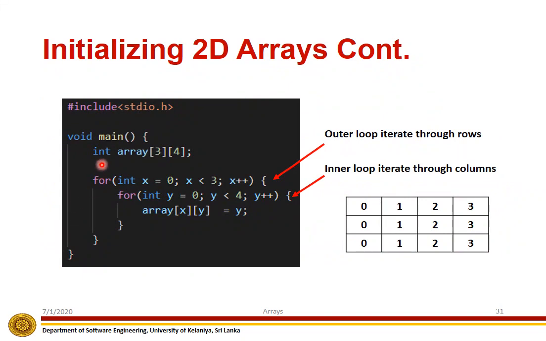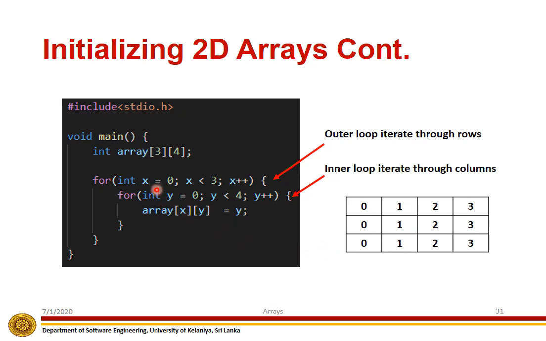First I have declared an array, int array, 3 rows and 4 columns. In here the outer for loop iterates through the rows and the inner for loop iterates through the columns. We will trace the code and understand the array representation. Tracing is the easiest way to understand a program.